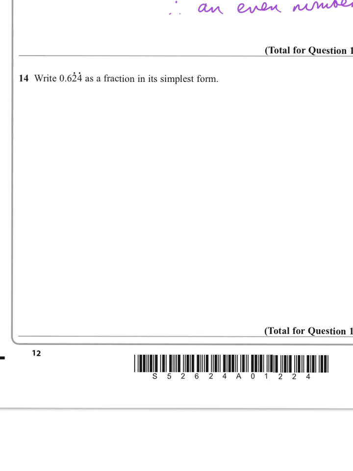Question 14. It asks you to write 0.6 and then the 2 4 part recurs, so 0.6, 24, 24, 24 and so on, as a fraction in its simplest form. Well, I think what I would do here is write it as 0.6 plus 0.024. Then the 0.6 we can cancel down to 3/5 and we can leave that part alone. Now we just need to concentrate on this.